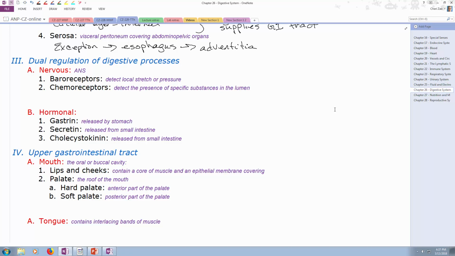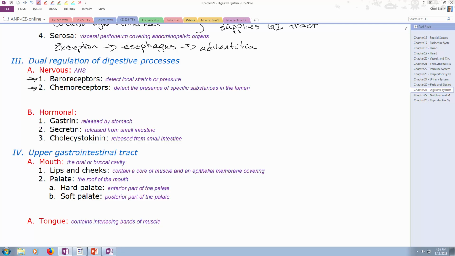On the nervous system side, we have baroreceptors and chemoreceptors, and they will then create a response based upon what they are experiencing. Baro is pressure, and so baroreceptors detect local stretch or pressure, and so when you put some food inside the stomach, that stretches it and will send information to the brain via parasympathetic routes to actually promote increased acid secretion and production of gastric juices.